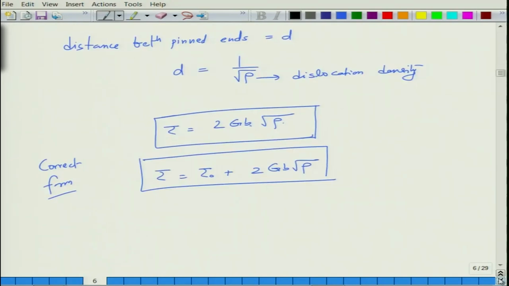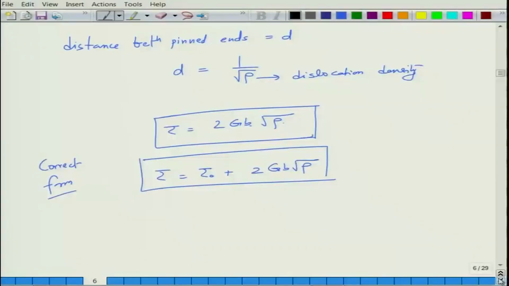When you equate these two, we get an equation that tau is equal to 2 G b divided by L, and this distance between the pinning ends is d, which is proportional to 1 over square root of rho. So, you can say d is equal to 1 over root rho, or rho is equal to 1 over d square. When you substitute in the above equation, the stress required to operate a Frank-Read source is proportional to the square root of dislocation density, so the stress increases as you increase the dislocation density.